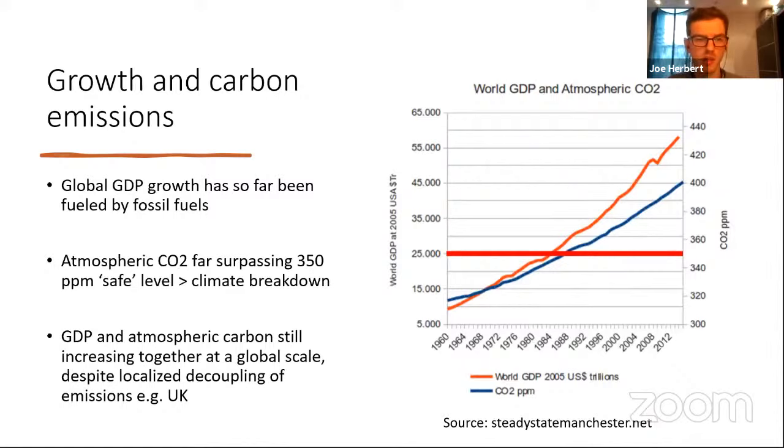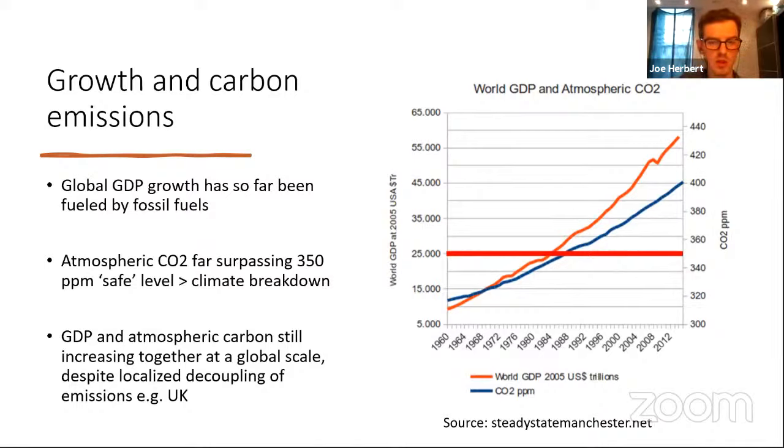And then another indicator we can look to is carbon emissions. So as we know, GDP growth so far has been fueled pretty much entirely by fossil fuels, burning of fossil fuels for energy. And so this time on the right in the graph, we have global GDP mapped against atmospheric carbon CO2 levels. And again, you can see there's a relationship here. And the red line this time is at the well-known 350 parts per million level, which is deemed as the maximum level of carbon we can have in the atmosphere. And again, we've obviously shot past that level, that threshold, since the 80s.